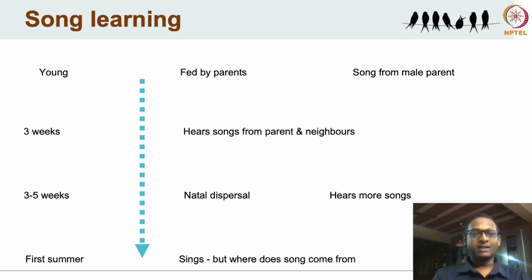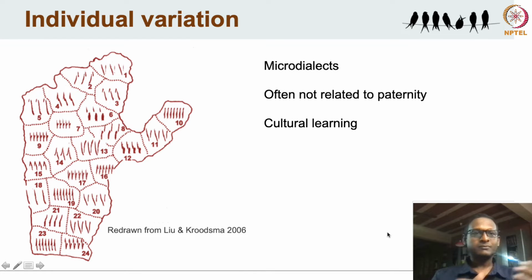Okay, and at some point, in the first year, the first summer, the bird is singing its own breeding song. But the question is, where does this song come from? Because as we have seen, it hears a lot of the male parent, but it also hears neighbors, and as it disperses, it hears a whole lot of other birds as well. So where do these songs come from? And that is the basis of individual variation in songs.